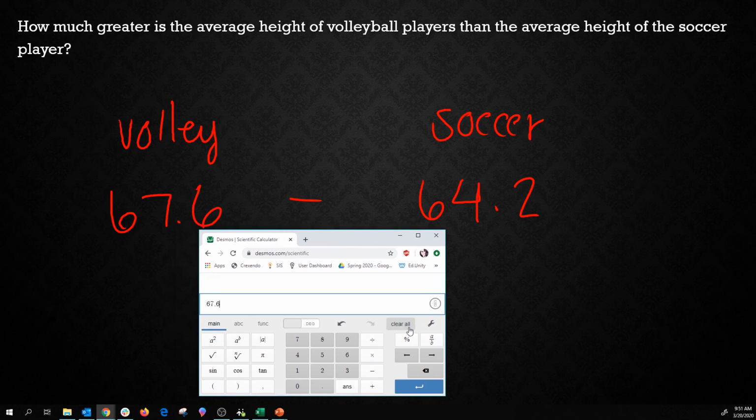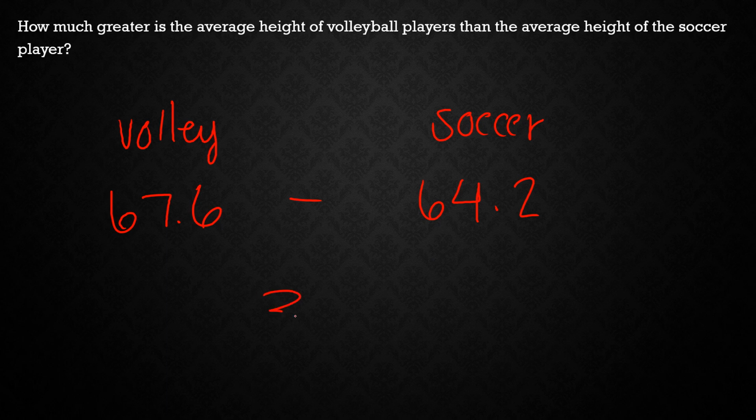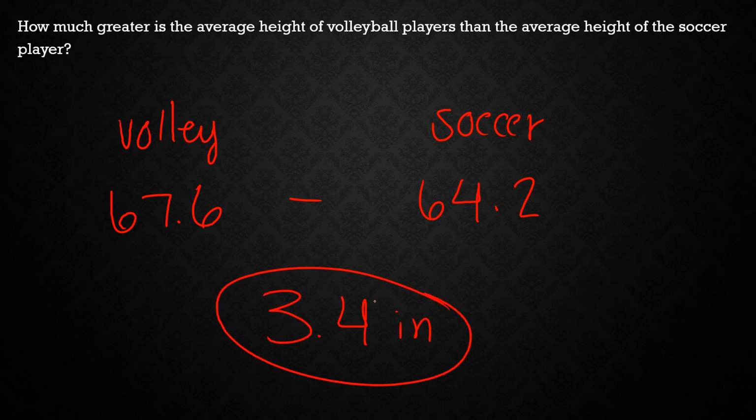So if I have 67.6 minus 64.2, that is going to give me 3.4. So the volleyball team is 3.4 inches taller than the soccer team.